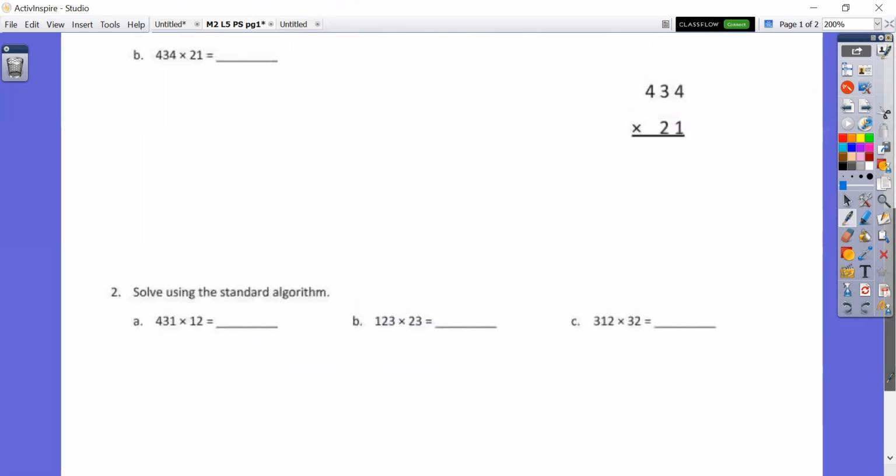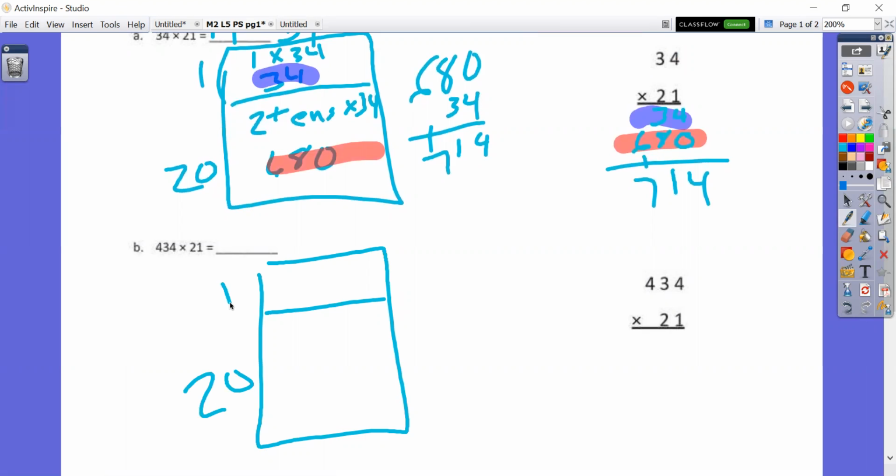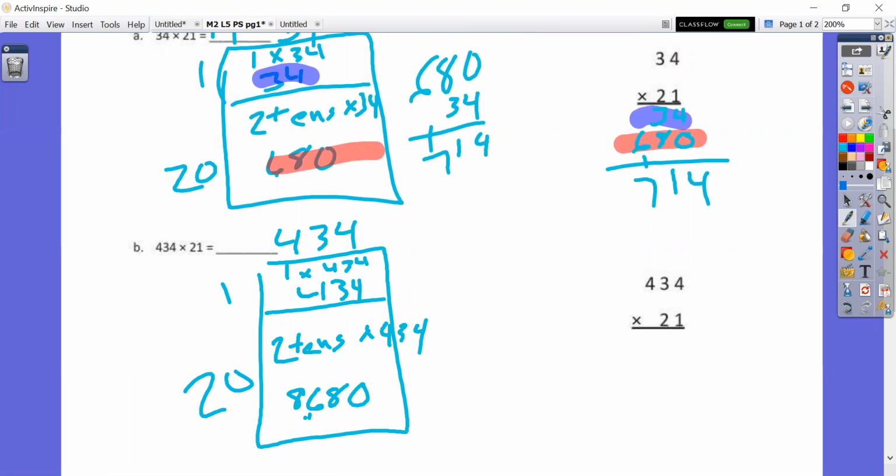Oops. So still, they want another area model for this one. So I'm going to break apart the bottom factor into 21, 434. So I know this first math problem is going to be 1 times 434, length times width. Anything times 1 is itself, so I know that. 2 tens times 434. So I'm basically doubling 434, so it would be 868 tens. So I'm going to place that 0.